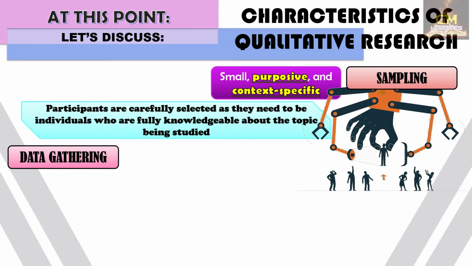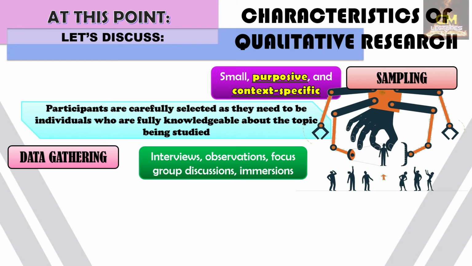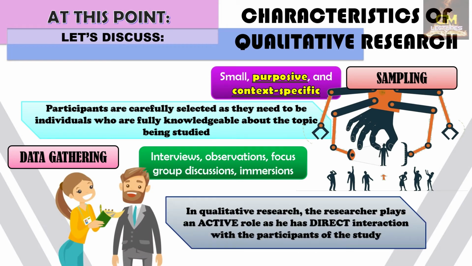In terms of data gathering, qualitative research uses interviews, observations, focus group discussions, and immersions. In qualitative research, the researcher plays an active role as he has direct interaction with the participants of the study.